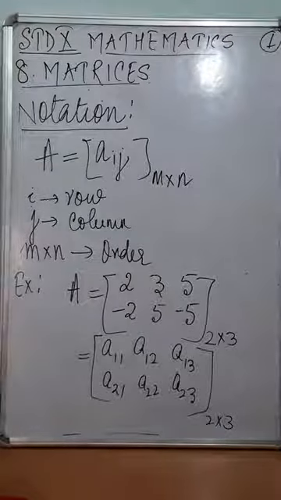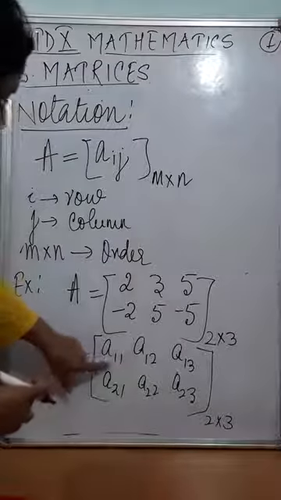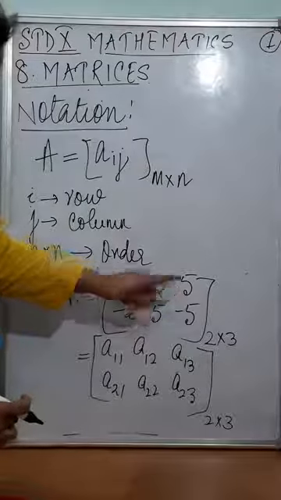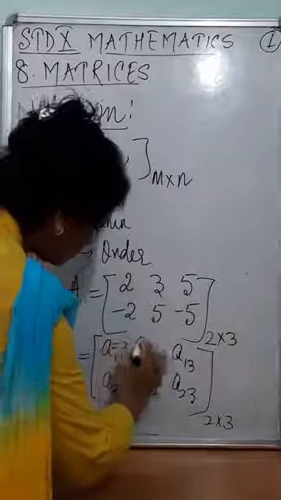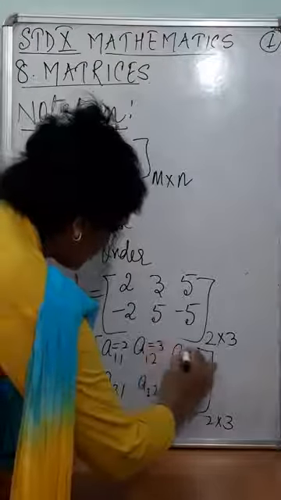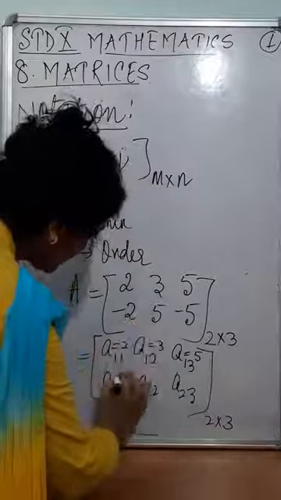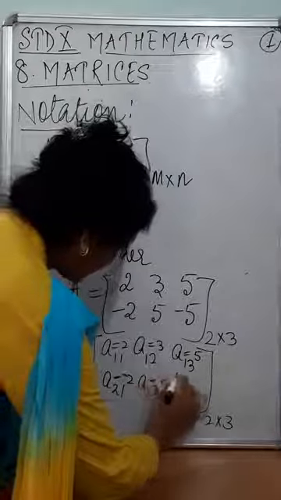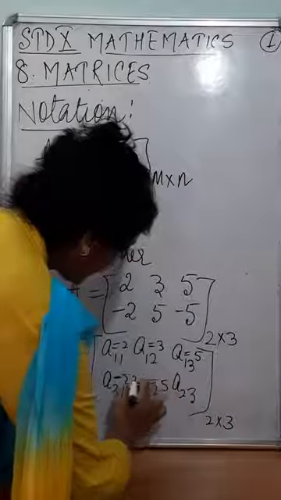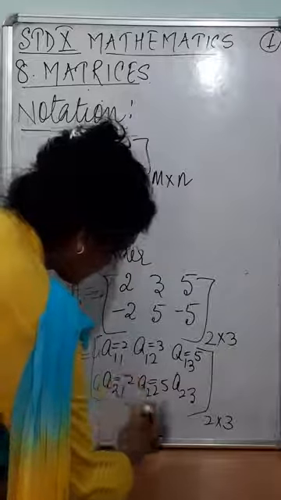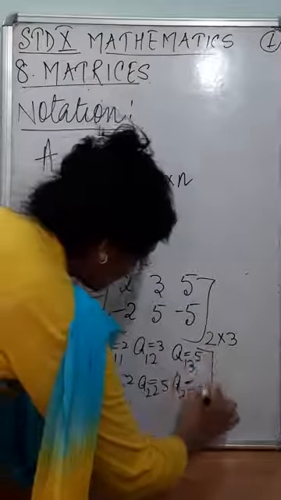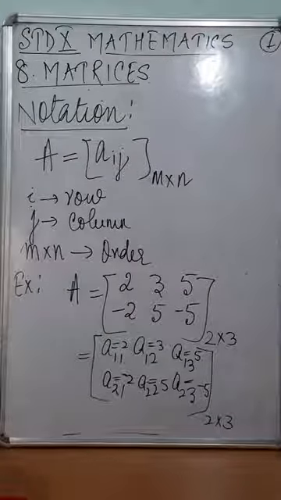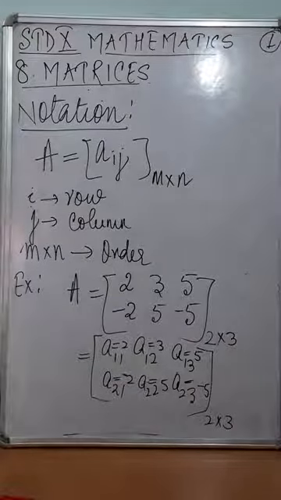A matrix is denoted in this manner, in which A11 is 2, A12 is 3, A13 is 5. I'll write it down here. A11 is 2, A12 is 3, this is 5, this is -2, this is 5, and A23 is -5. This is how it is denoted in general.